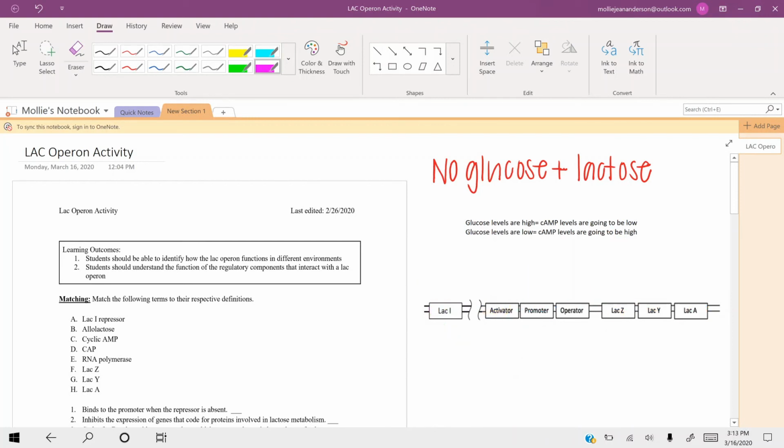So for our very last scenario, we're going to talk about what happens in a cell when glucose is present and lactose is present. Well, what do we know? When glucose is present, cAMP levels are going to be low. So we have our CAP here, but we don't have any cAMP. These little cyclic AMPs, they don't exist right now because glucose levels are high. Therefore, there's no need to speed up transcription because the cell would prefer to utilize this glucose as its first source of energy.